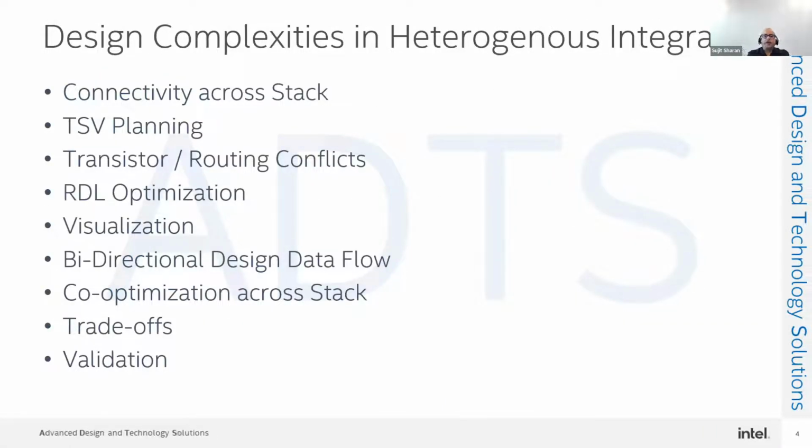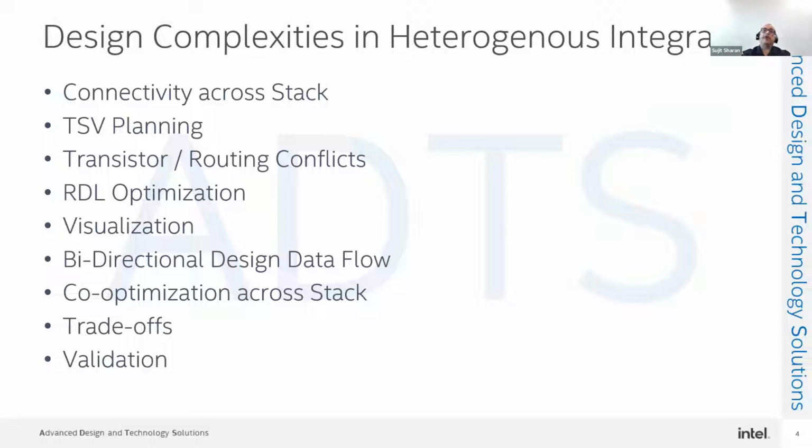What are the complexities that arise when we are designing for heterogeneous integration? As you looked at the previous slide, we have to manage the connectivity across the stack. In the 2.5D, you have to manage your connectivity both across the EMIB die as well as across the package. In the 3D construction, you have the die-to-die connectivities, which generally the package will not see.